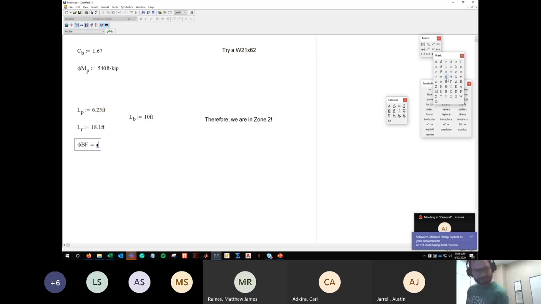Okay. And so the only other quantity we need to confirm our capacity is phi BF. What's phi BF? That's the slope of that line. Somebody who hasn't chatted. Mr. Rains, what is phi BF? 17.5. Remember, it's 17.5 kips. So exactly right.